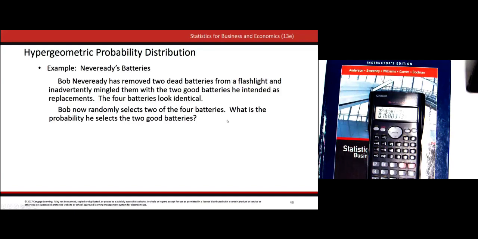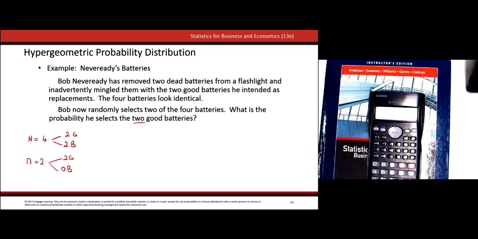Let's look at this example. Bob Never Ready has removed 2 dead batteries from a flashlight and inadvertently mingled them with the 2 good batteries. Now 4 batteries look identical. So total 4. Bob now randomly selects 2 of the 4 batteries. What's the probability he selected 2 good ones? So then 4, 2 good, 2 bad. And we select 2 of them from 4. We want all good ones. We don't want bad ones.